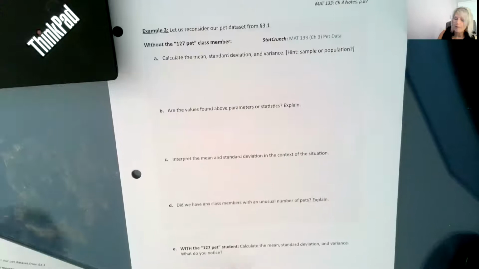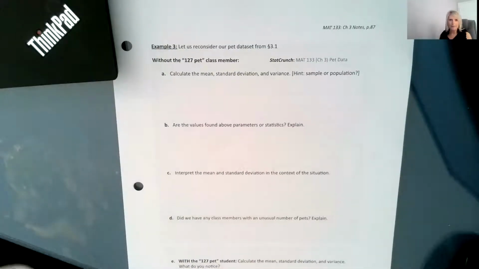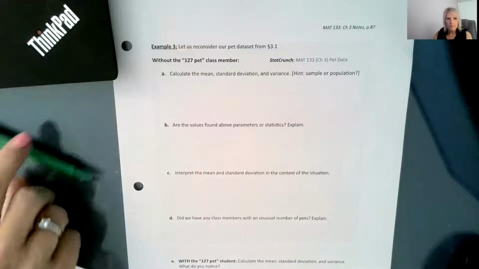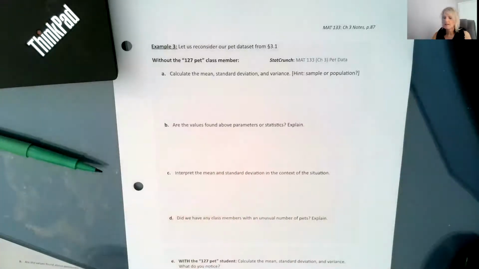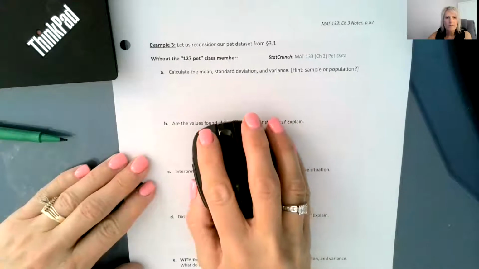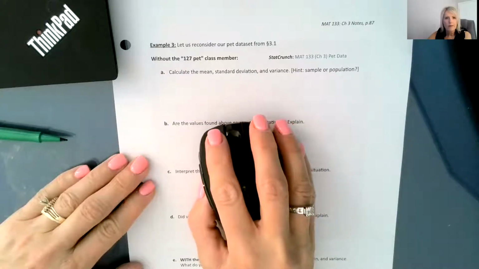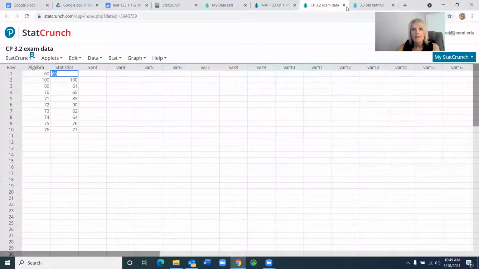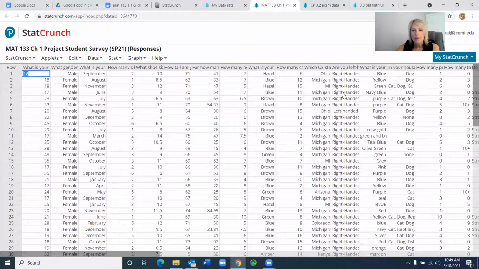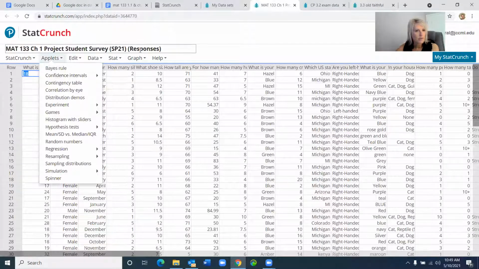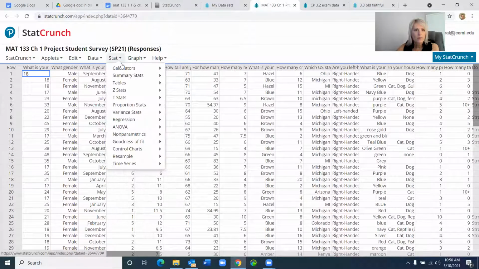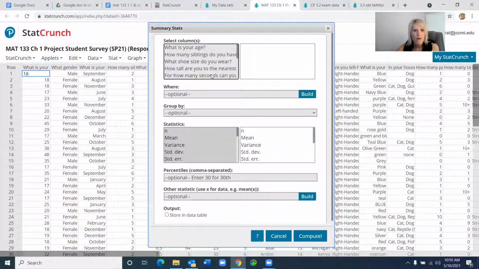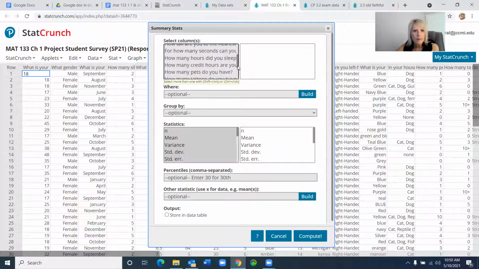Okay. So just for the fun of it, let's go back to our PET data from lesson 3.1. And we had the mean and standard deviation and variance. So let's go back to Workbench momentarily here. And I'm going back to my PET data here. So you'll want to get out the project student surveys. You can just follow along with me if you'd like. So I'm going to do summary statistics by columns. And I'm going to scroll down to how many pets do you have?